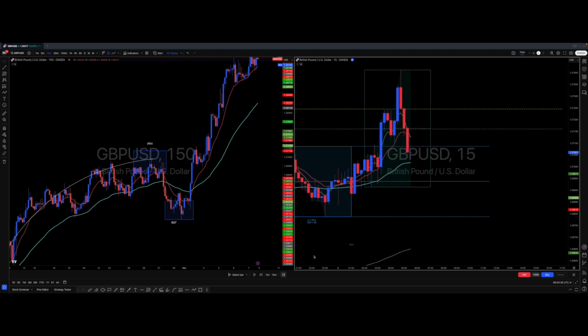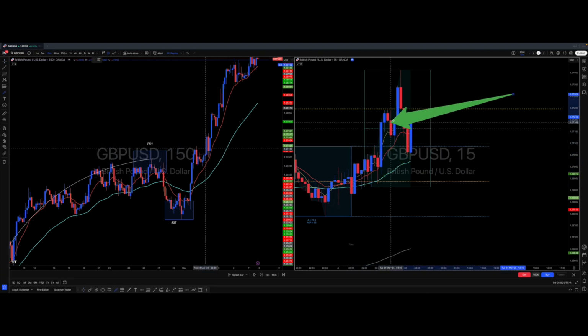Now, some of you may have thought that this right here, this pullback for two candles, might be a type 4. For me, it's not a type 4. What is a type 4 is the next setup here, right here. This aggressive move for me is the type 4.